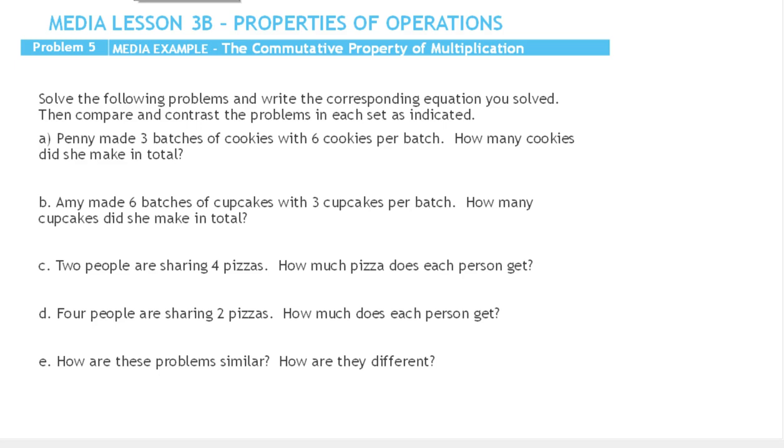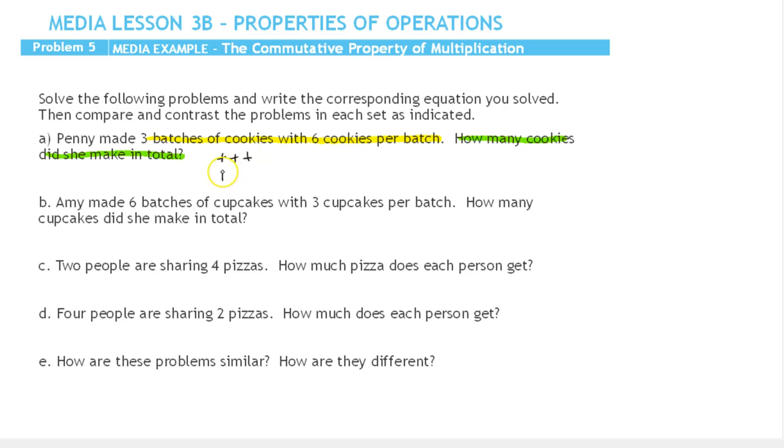We're going to highlight our givens and our goal. Penny made 3 batches of cookies with 6 cookies per batch. That's what we're given, and our goal is to find how many cookies did she make in total. So I'm going to represent this with chips, where each chip is going to represent a cookie. So we have 3 batches with 6 cookies.